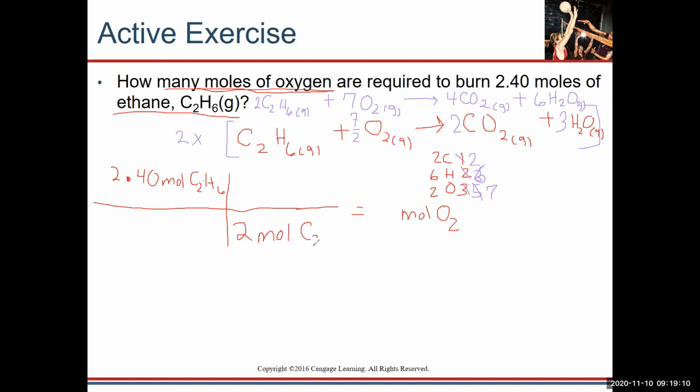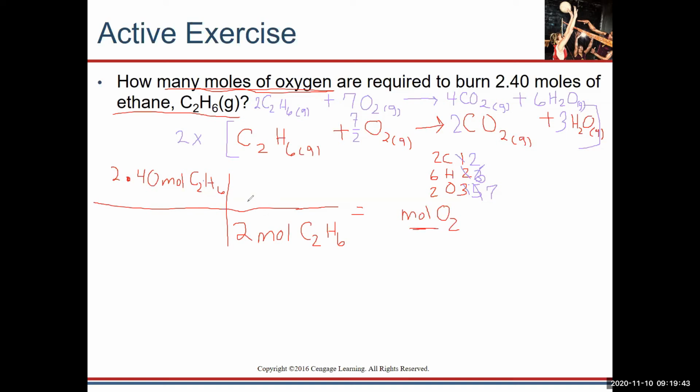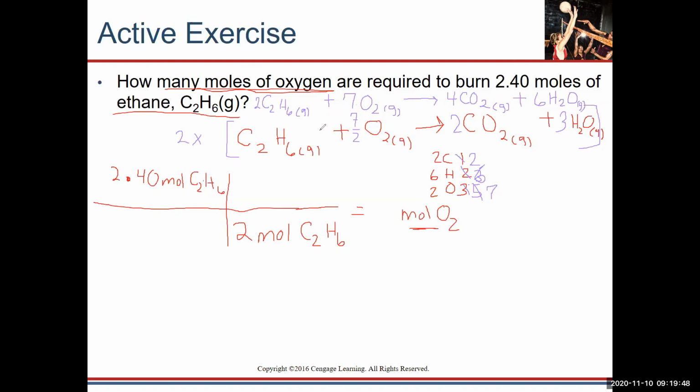On that part, Dr. Henry, do we use the reactant side always? It depends on what you're looking for and what you're given. Since we're trying to get rid of C2H6, we're going to put that at the bottom, because if you have something divided by that same thing, it cancels those units out, right? And then we're going to multiply by what? What do we want? Is it going to be 1 mole? Or 7 moles O2, sorry.